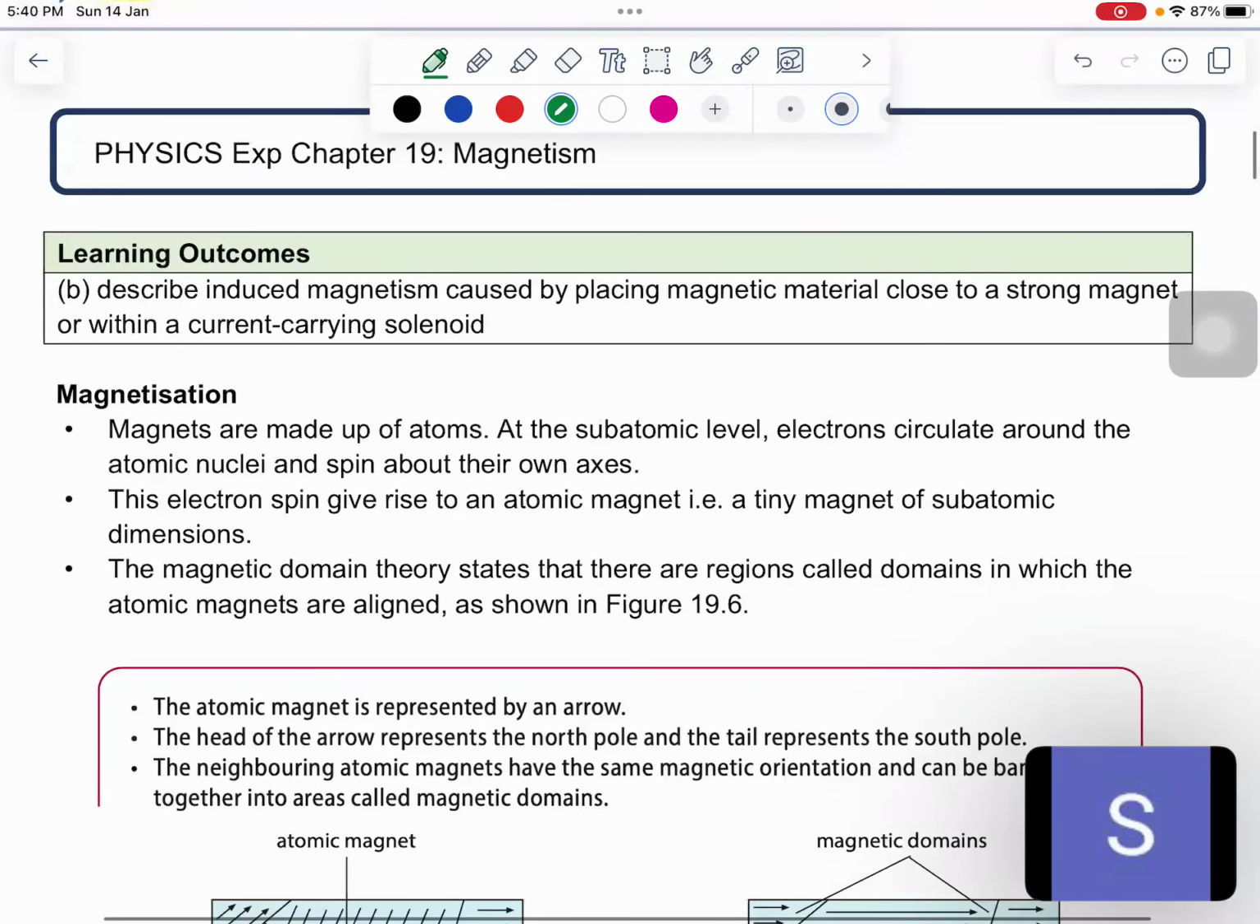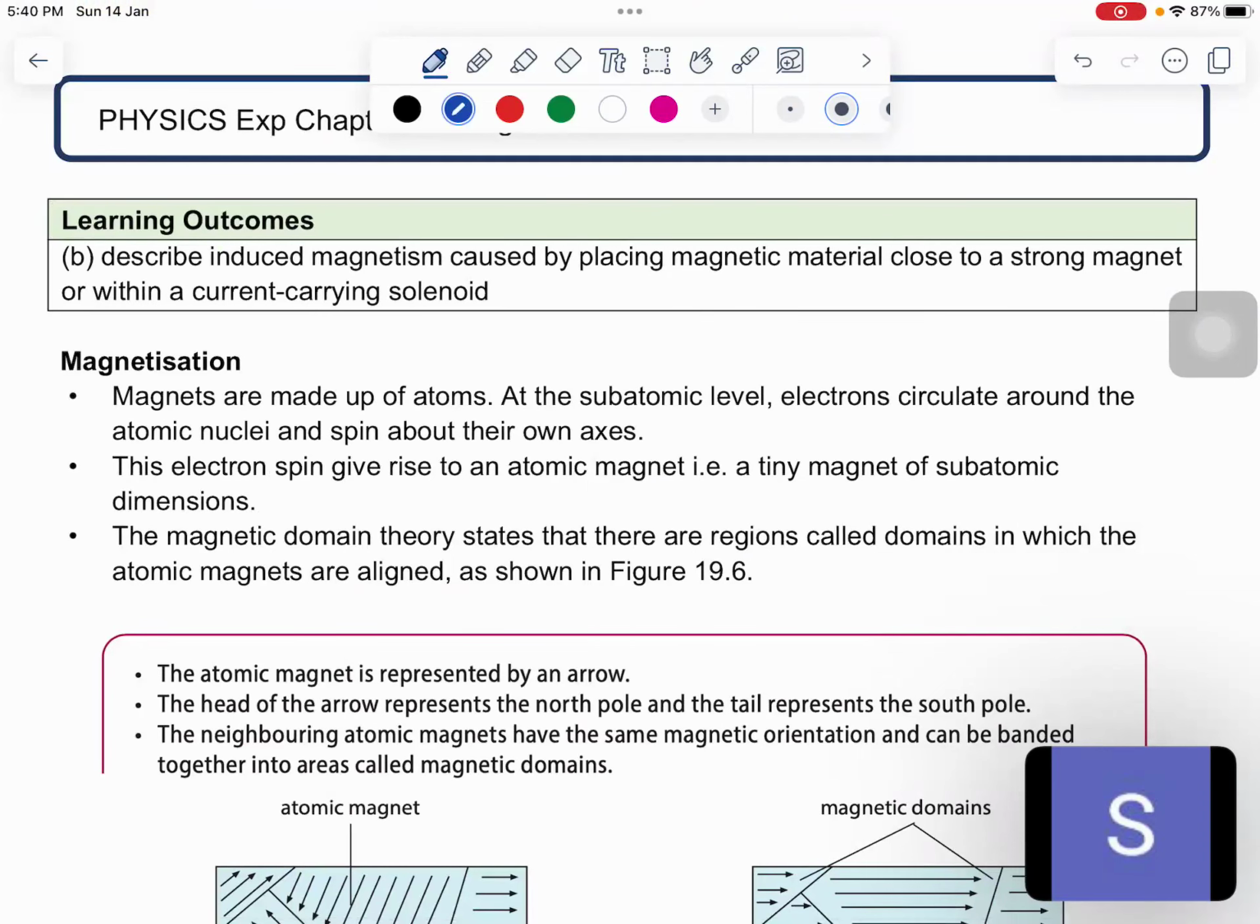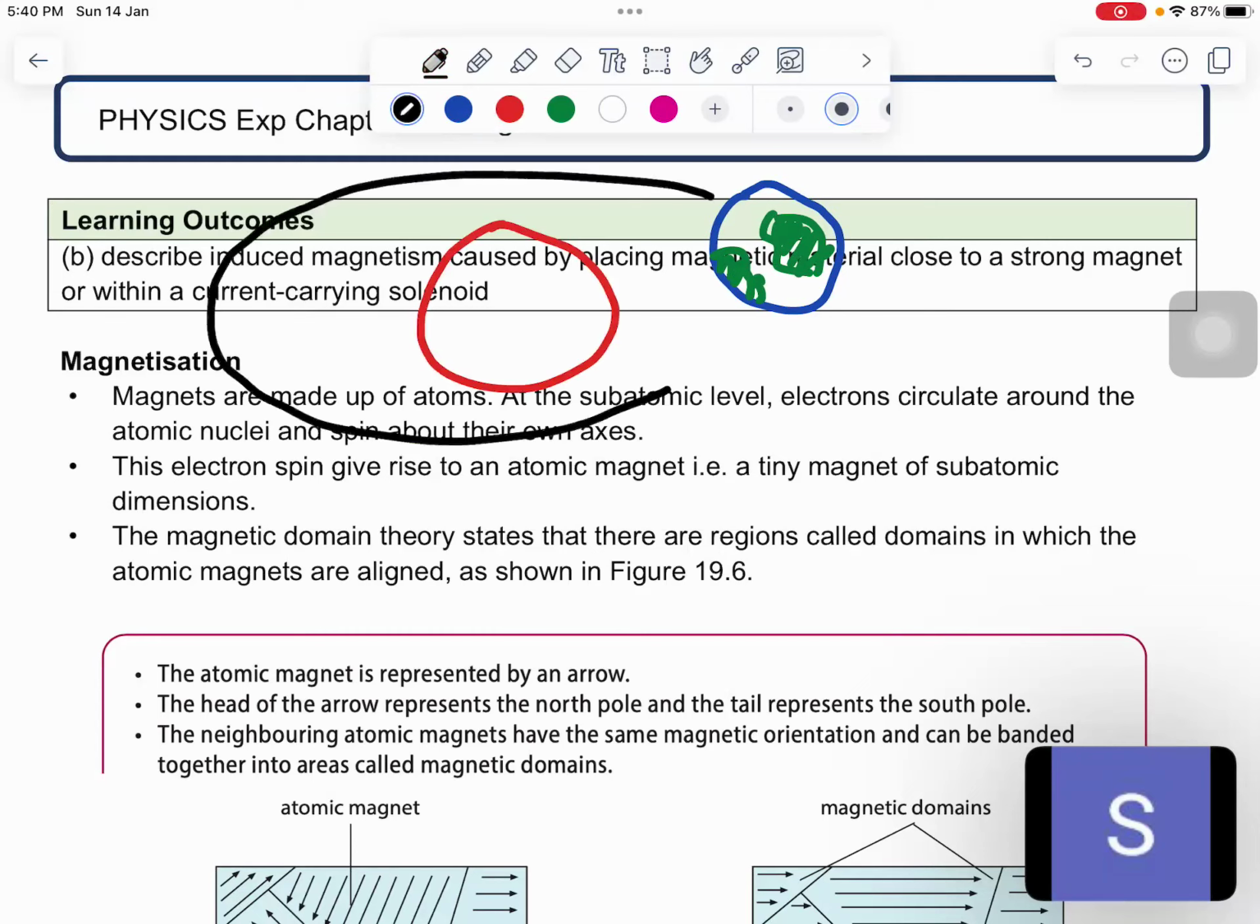Next, let's look at what magnetism is. Okay, magnets are made of atoms at the subatomic level. Okay, electrons circulate around the nucleus and they spin. So let me give you an example of Earth. So this is Earth. And this is the Sun. As Earth rotates around the Sun, it itself is spinning on its axis.